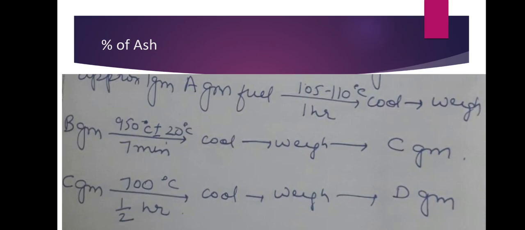So for proximate analysis, first of all 1 gram of coal sample is taken. Let the weight be equal to A. It is heated to 105 to 110 degrees centigrade for 1 hour, and then it is cooled. When you heat it to this temperature, all the moisture that is present will evaporate, and then this is cooled and weighed. So whatever weight comes, now from A it has converted to B.